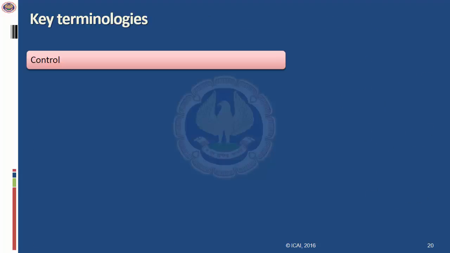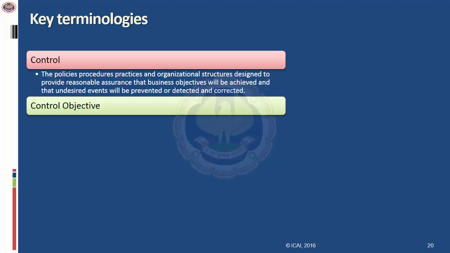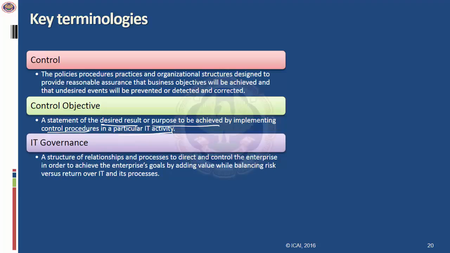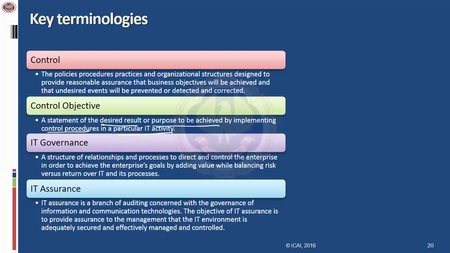Let's understand some key terminologies pertaining to audit. I'm sure most of you know this. We talked about controls. We talked about control objectives earlier: a statement of the desired result or purpose to be achieved by implementing the control procedures in a specific activity, especially in IT activity. Then you have IT governance. Then you have IT assurance.